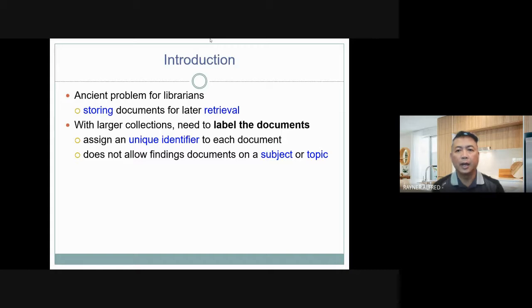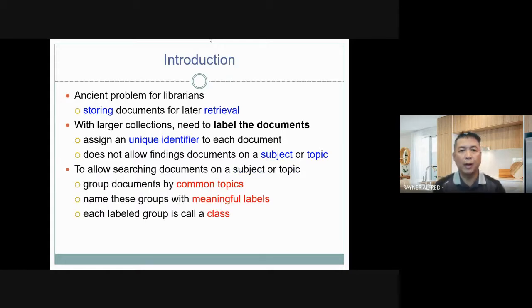related to the document. So what we want to do is group the documents by common topics or concept or domain, in which each domain will have a meaningful label, and this is what we call a class. So we could name them ICT or medical or engineering. So this is what we call the common topic, or a domain of documents. Okay.